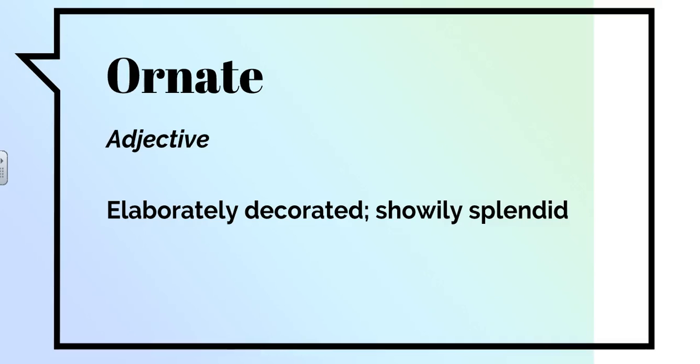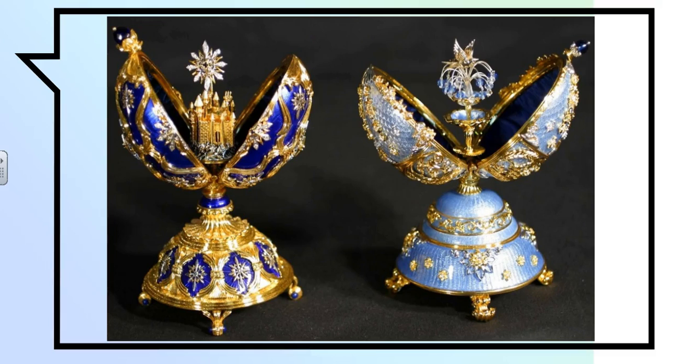Your next word is ornate. Ornate is an adjective, and it means elaborately decorated, showily splendid. So it's highly decorated, it's showy, it's gaudy. These are called Fabergé eggs, and they were made in Imperial Russia. The Tsar of Russia at the time was a huge fan of Fabergé eggs because he was very rich and his wife loved them. You can see they're decorated in gold and diamonds and pearls. They usually have something hidden inside of them. They are ornate in how they are decorated because of all of their jewels.